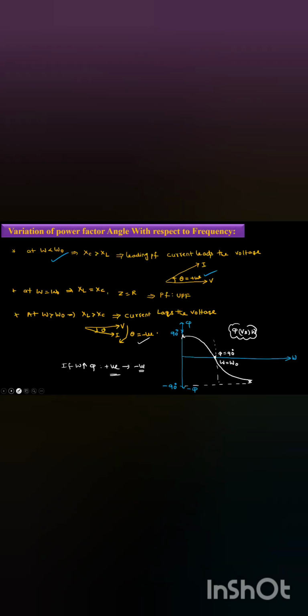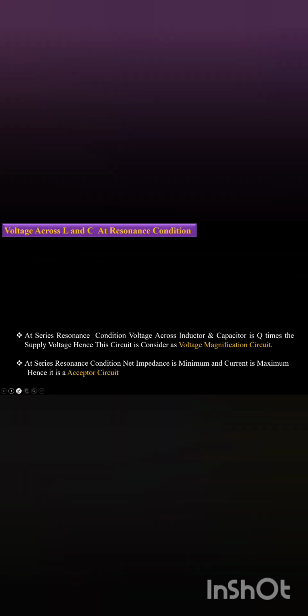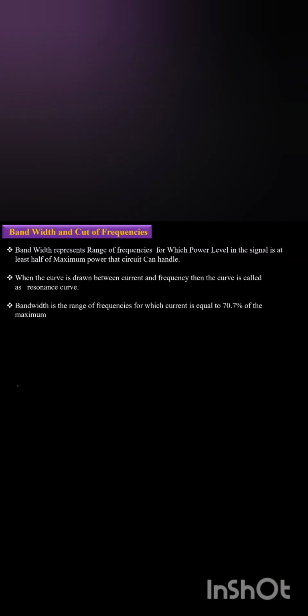Next, there are other concepts also. How does the voltage across L and C vary as a function of frequency? I have to explain these characteristics also. What is the quality factor? What are the formulas for the quality factor of a series RLC circuit that I have to discuss? What are the voltages across L and C at the resonance condition? Those are important formulas. What are the bandwidth and cutoff frequencies that we also have to calculate? These calculations are important. Then the power factor at cutoff frequency, and the relations between all these, have to be discussed.